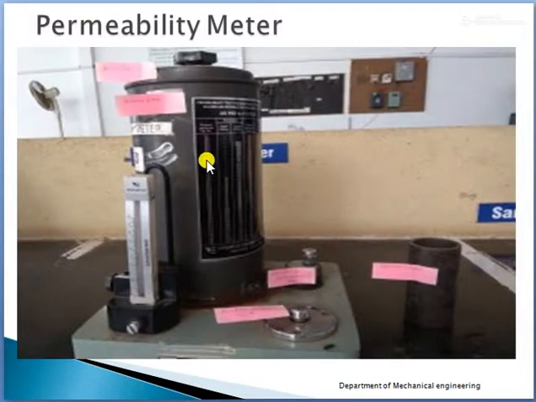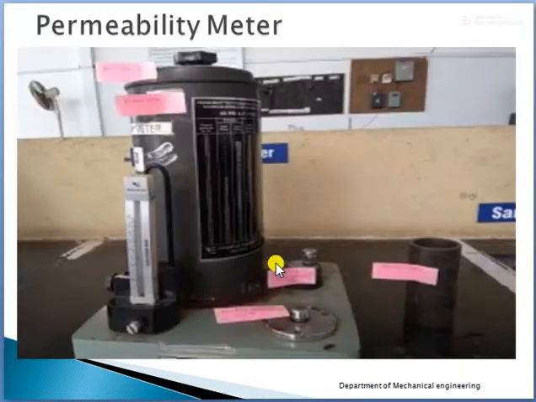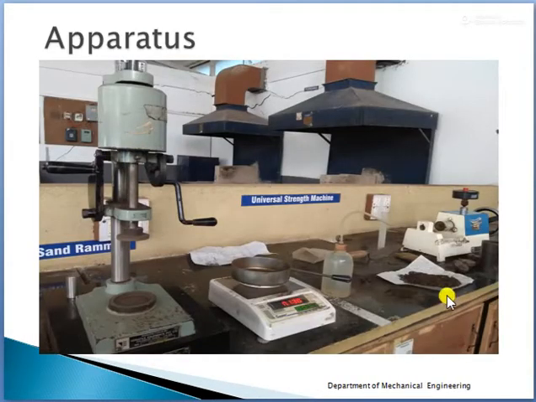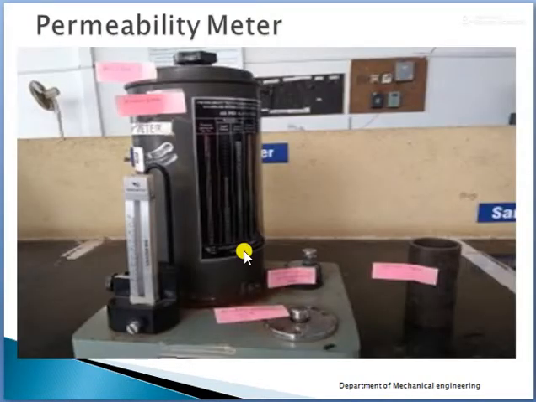These are the important parts of this permeability meter. Next we will see the procedure: how actually we will do this experiment. First, properly mix clay and moisture to the sand and prepare a sand specimen using the sand rammer that I showed in the previous slide. This is a sand rammer. Here we take the sand and distilled water, mix it properly and make the specimen using this sand rammer. Then the specimen is tightened to the orifice using the nut of the specified size and made airtight.